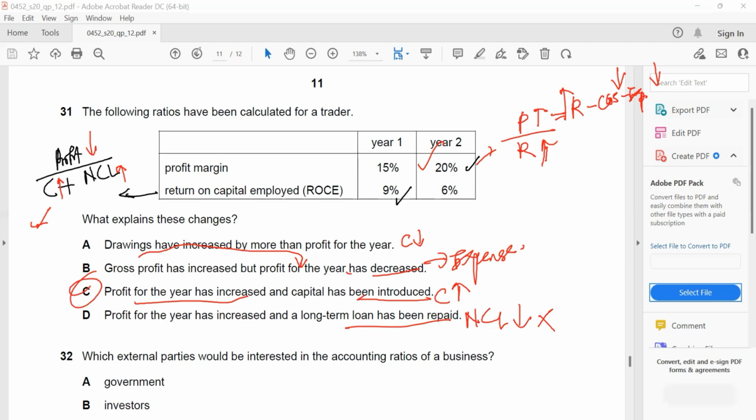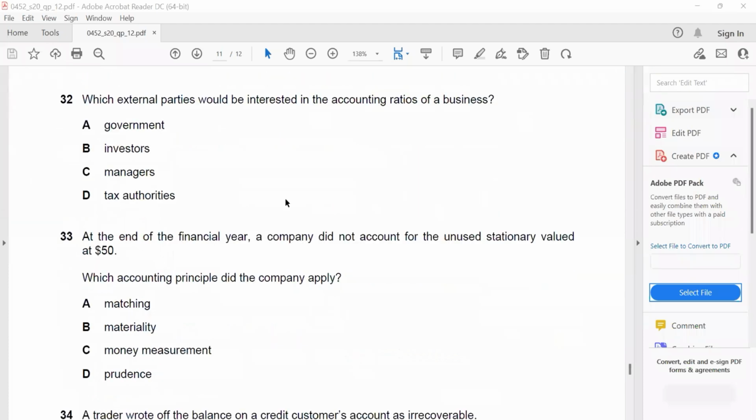Okay, now let's move on. 32. Which external party were interested? So external party, this is all the external parties except this one. This is an internal party. So which external party is interested in the accounting ratio of the business? So government, they may be interested in this because they want to know the economy prediction. Okay, the growth of the economy.